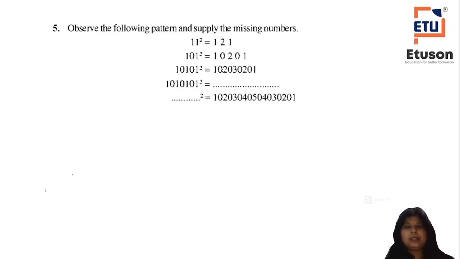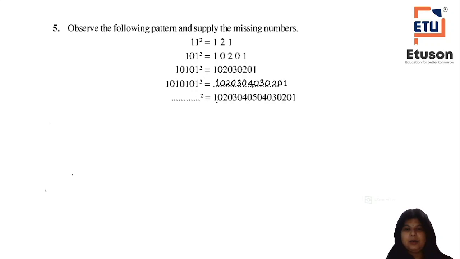Okay, so if you have 3 ones here, the order is like 1 0 2 0 3 0, again 2 0 and 1. Now you see how many 1s are there here? 4 ones. So your order will be 1 0 2 0 3 0 4 0. Then it will be decreasing: 3 0 2 0. Correct? 2 0, and finally you will get 1. Correct or not?